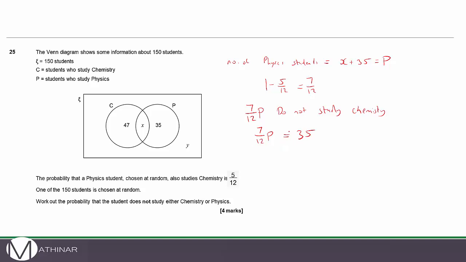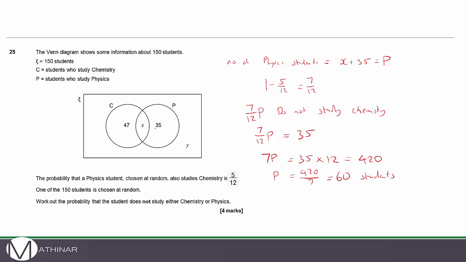So we now have an equation where we can work out the value of P. P is the total number of students who do physics. If we multiply both sides by 12, 7P is equal to 35 times 12, which will be 420. Therefore, P will be 420 divided by 7, which is 60. So 60 students study physics in total.